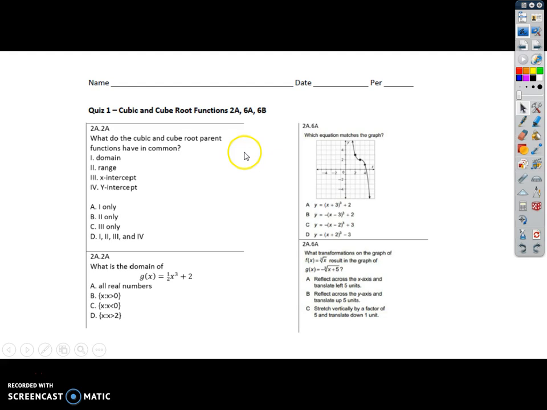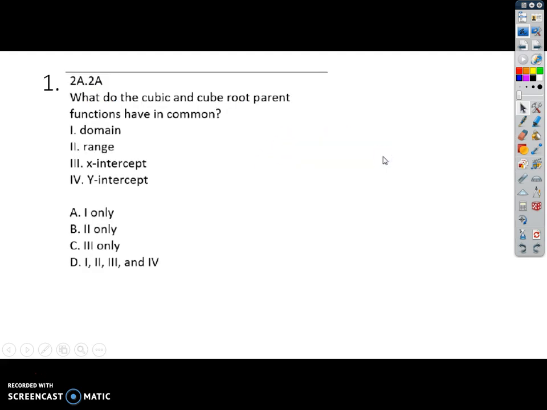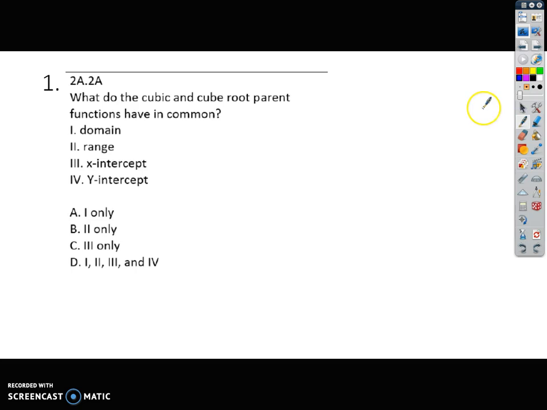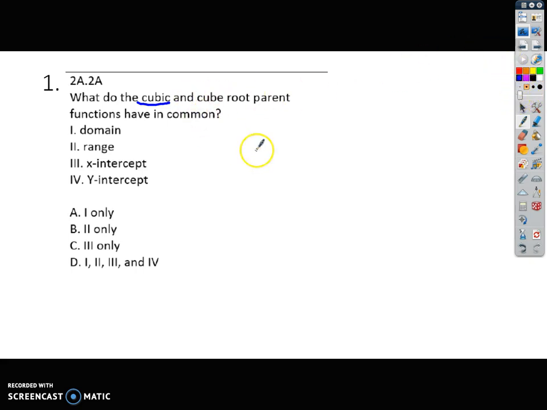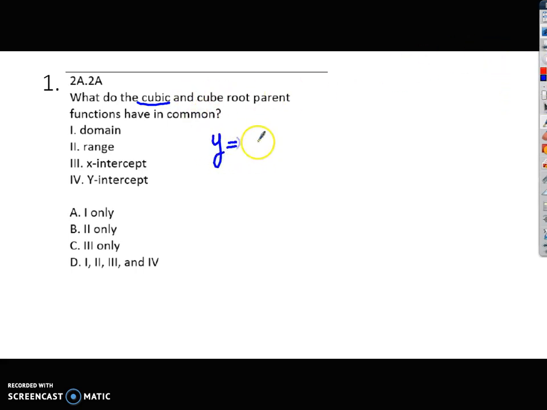This was the quiz. So let's start with the first one. This one says, what do the cubic and cube root parent functions have in common? Let's look at the answer choices: domain, range, x-intercept, y-intercept. What this is asking is, we're going to compare the cubic and cube root parent functions. We know that the cubic parent function is just the basic parent function for all cubics. This is going to be y is equal to x to the third power, right?